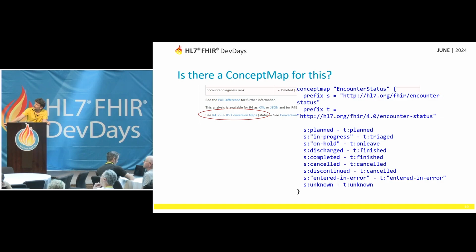If you want to express finished, though, you see that that has a split, and you have to read these backwards as well. The target is R4 here. So the R4 finished is actually discharged and completed in R5. And so for this one, what do you do?